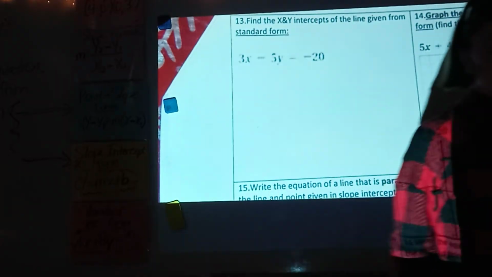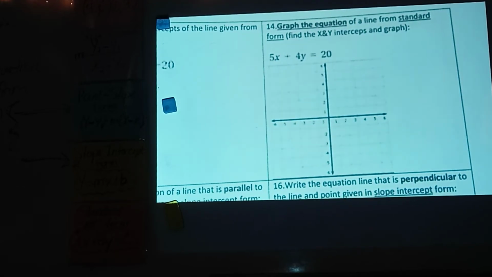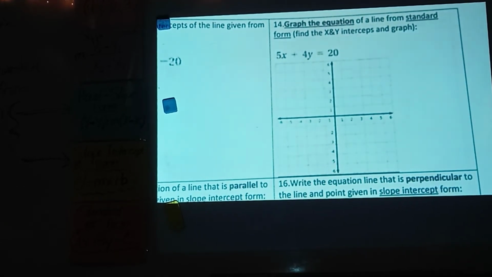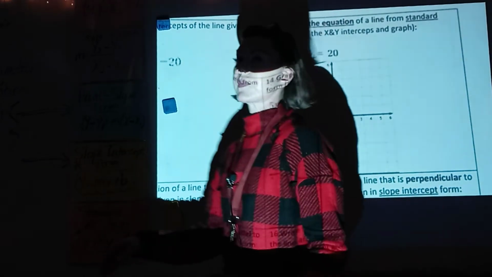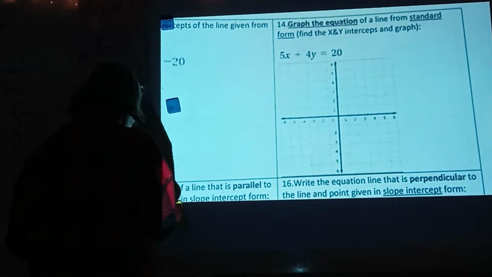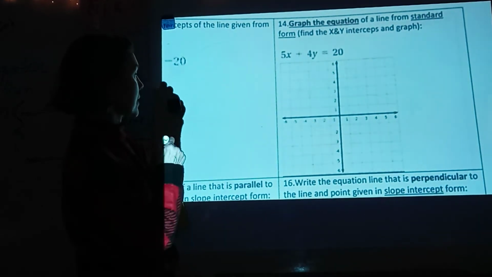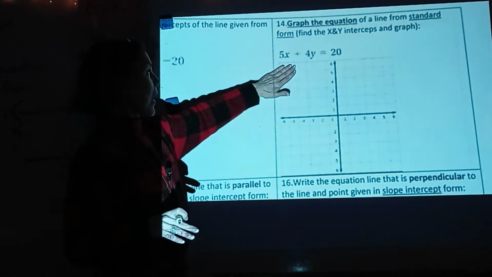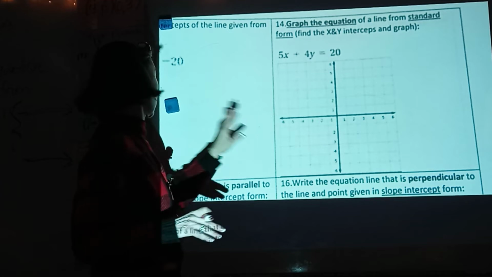Here we go, number 14. Graph the equation of a line from standard form. Find the x and y intercepts and graph. I'm going to have to do this fairly easily because you have to find the x and y intercepts, then graph it, okay?